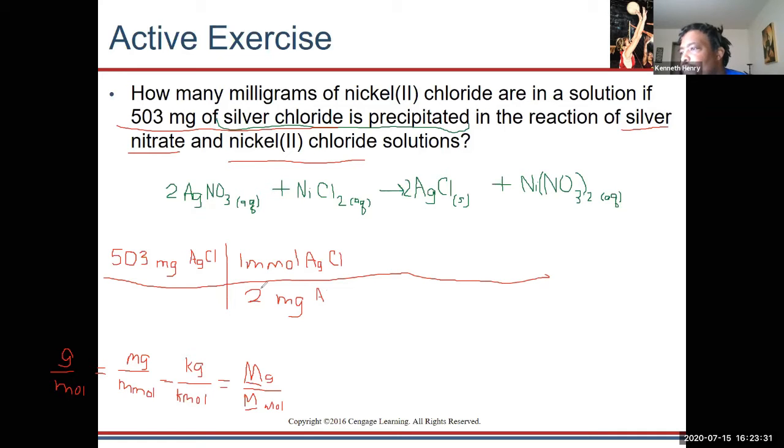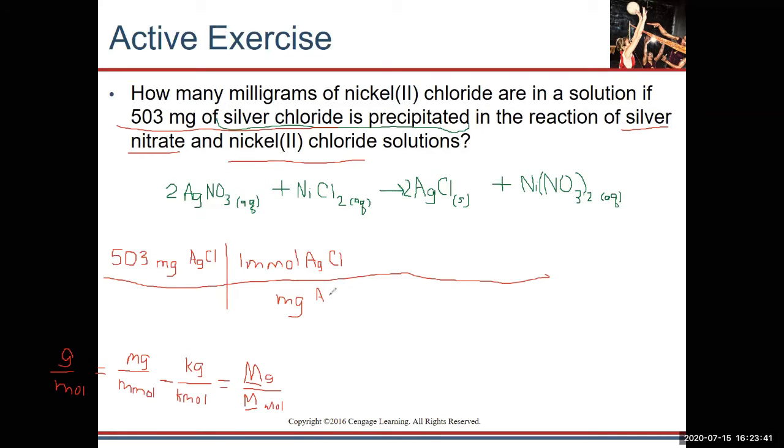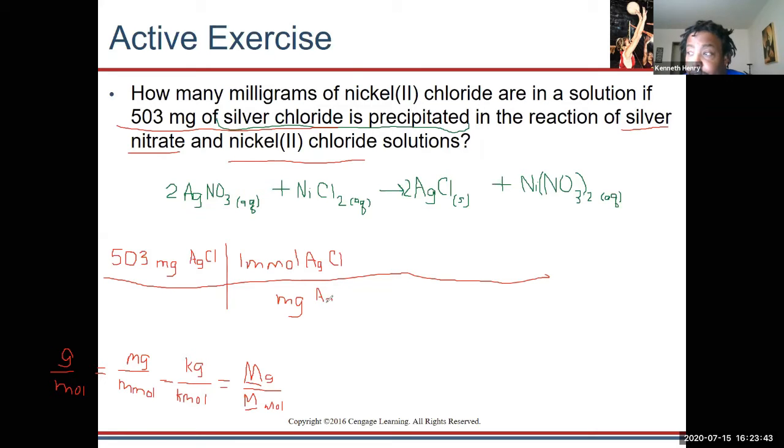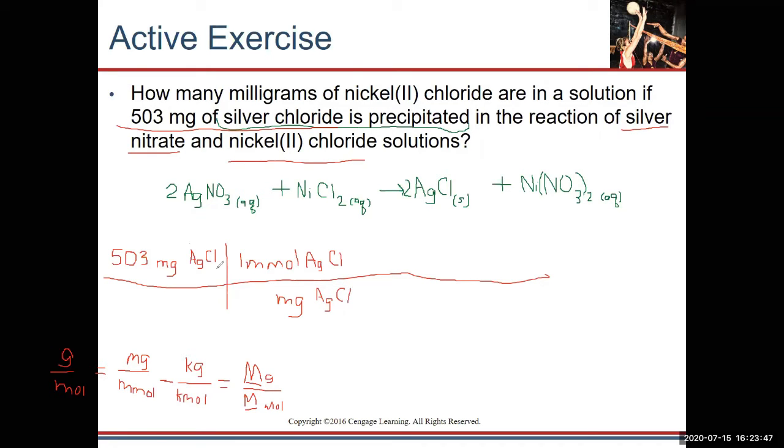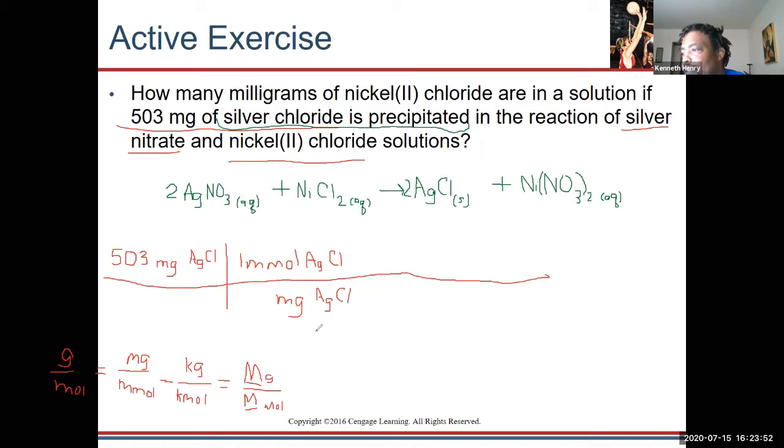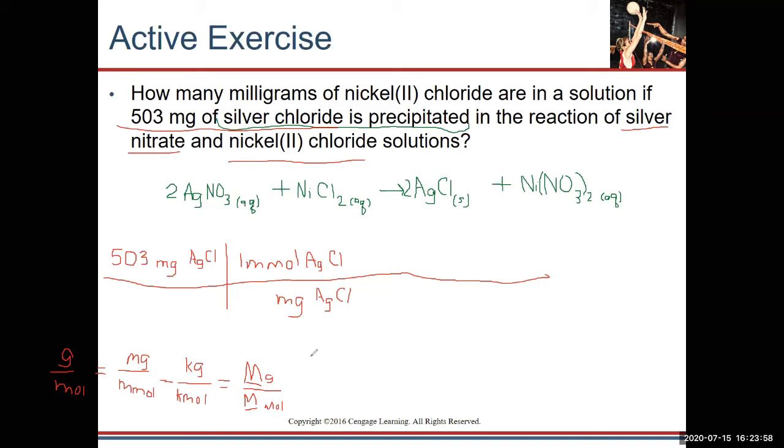Where is this number coming from? And is it a 2? It's coming from the silver nitrate, isn't it? The nickel. Because aren't we trying to get rid of milligrams of silver chloride? So where am I going to get this number from? From here. From where? The Roman numeral? From here.